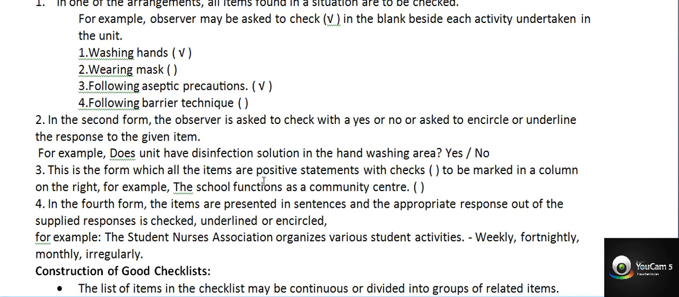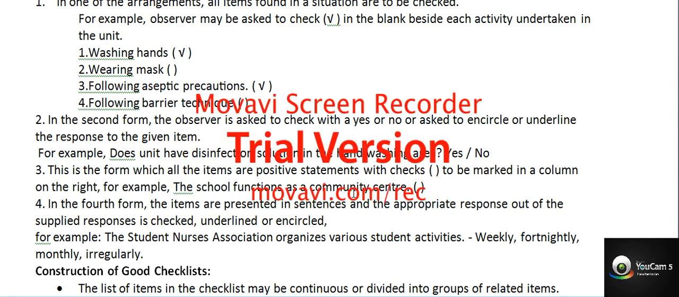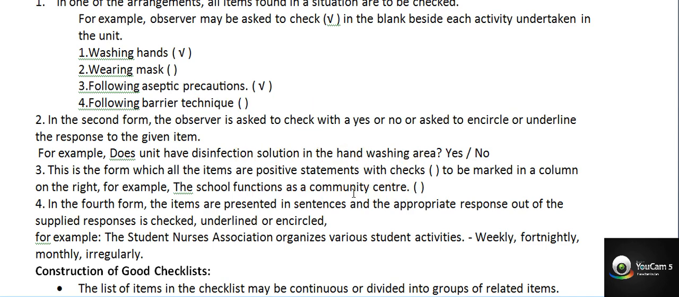The next style of checklist is where all the items are written as statements. Everything you are expecting in some behavior, characteristic, or skill, you write in statements, and for every statement there will be a bracket.